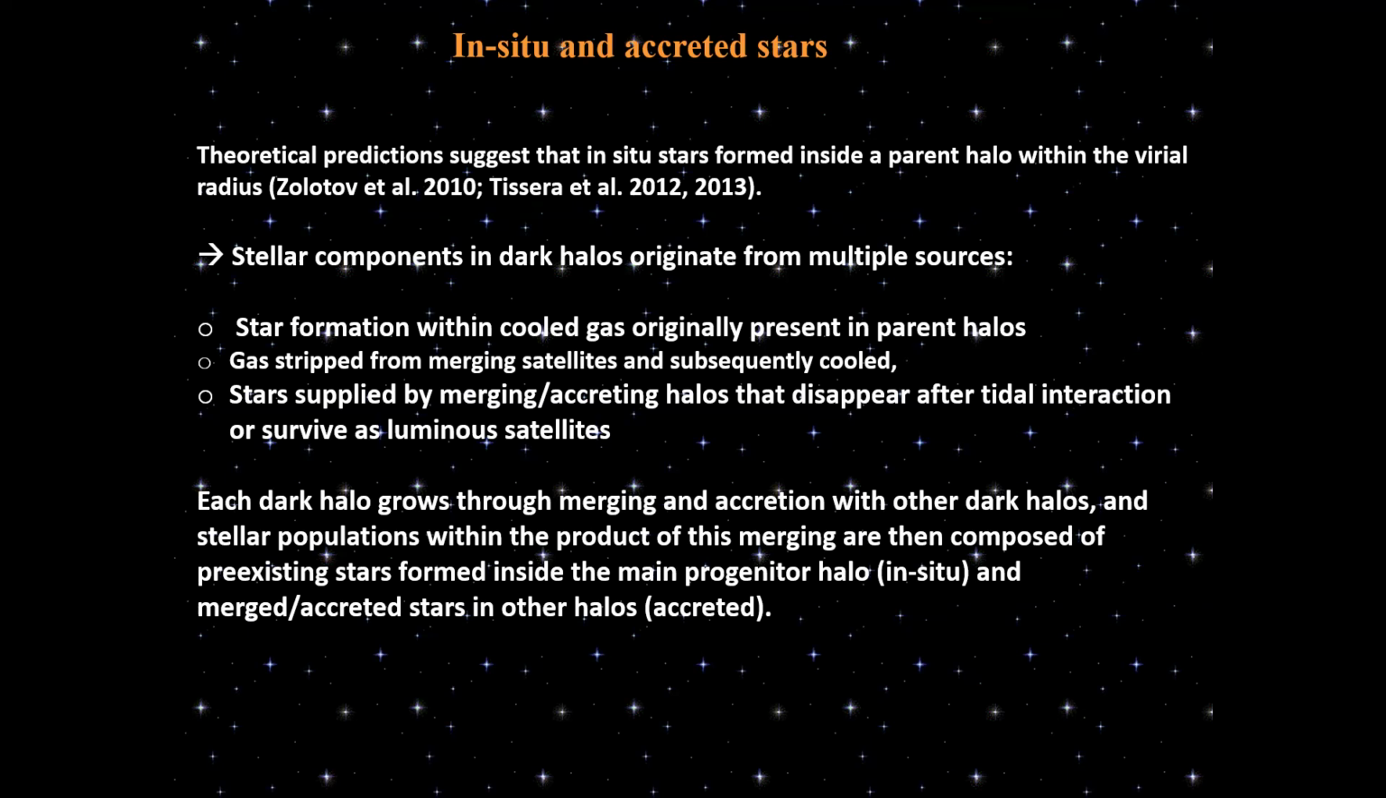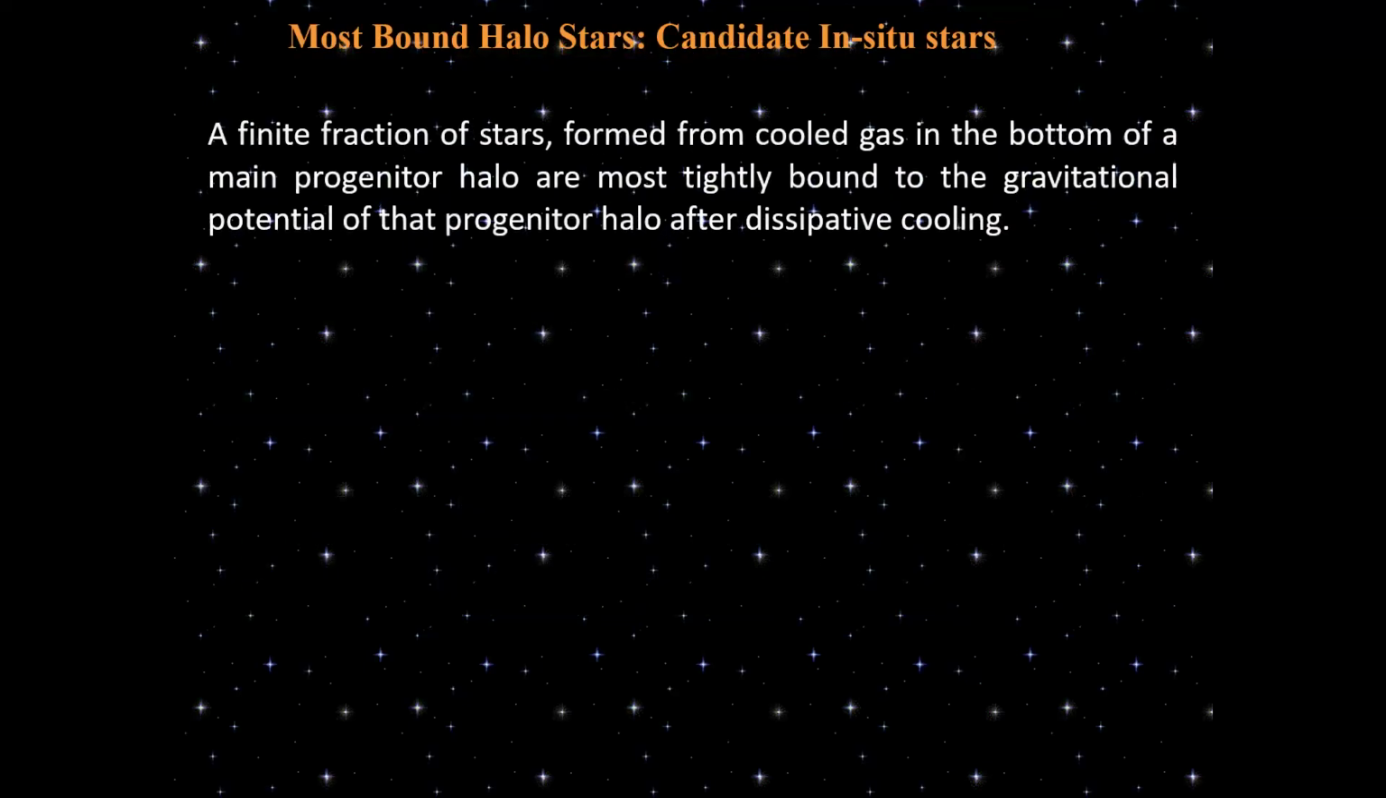Now, so we have this scenario: we have these halos, the main parent halo, and these halos grow and merge, and within these merging halos, the product of the merging, the stellar components, are formed by pre-existing stars within the main progenitor halos, and therefore they are in situ stars, or stars coming from other halos, therefore they are merged in, therefore they are accreted.